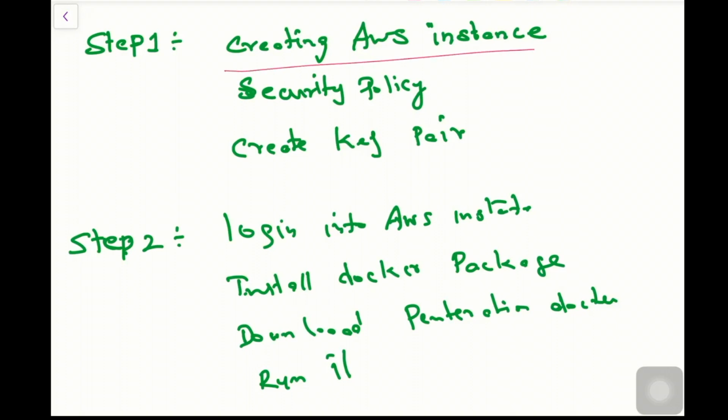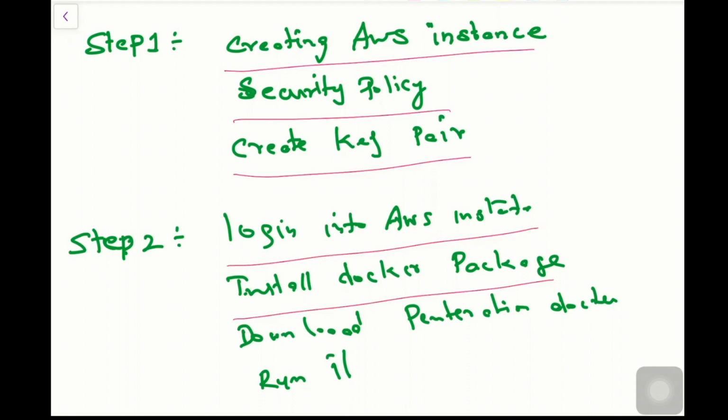Step 1, we have to create an AWS free instance. Then we have to create a security policy, basically a firewall rule. Create a key pair, which helps us authenticate with the server. In step 2, we have to log in to the AWS instance which we created earlier, and install the Docker package in the instance. Download the penetration Docker from the Docker Hub. And finally, we will run the Docker. Let me show you how to do that.